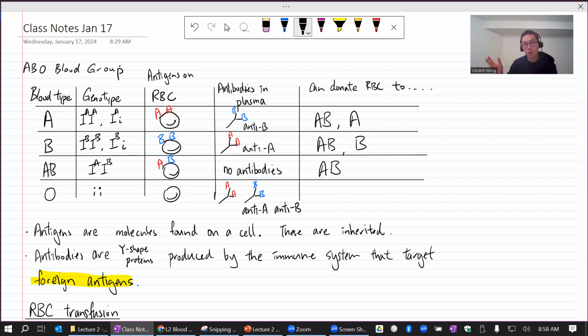It turns out the rules for plasma are completely opposite. If you are AB, you can give plasma to everybody. But you can only receive plasma from other AB. But we're not going to talk about that. You can think about why though. Okay, so I'm AB, right?